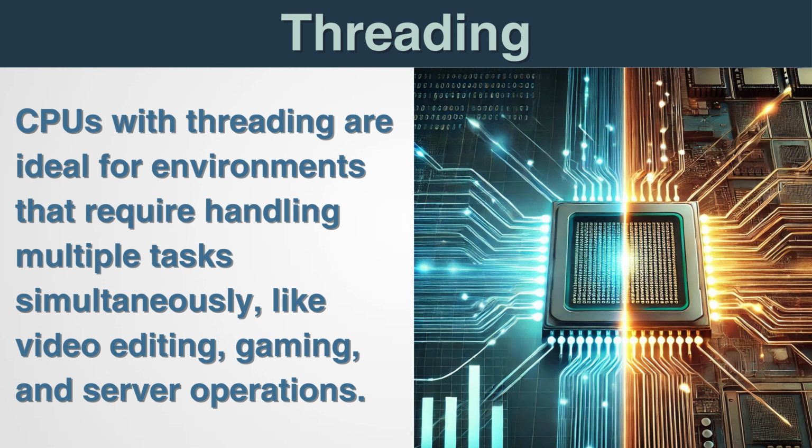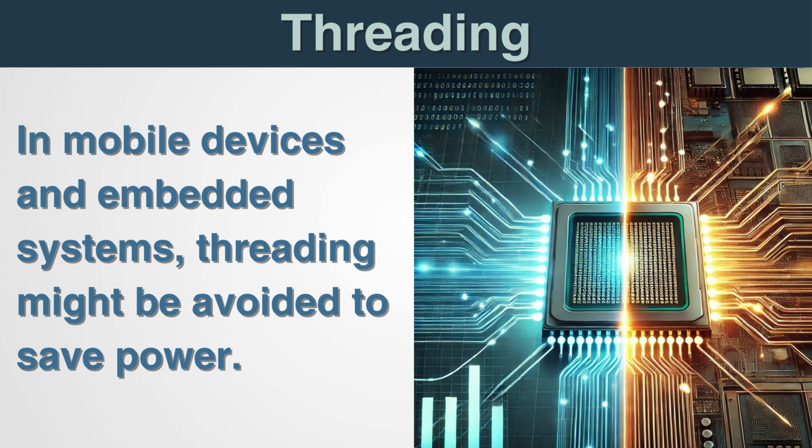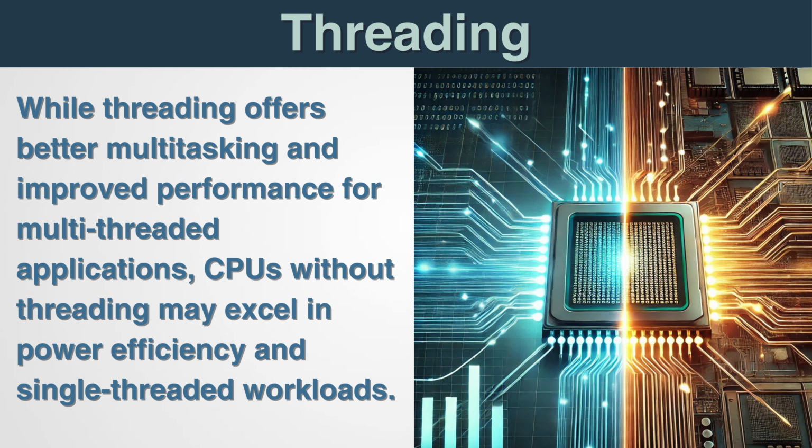CPUs with threading are ideal for environments that require handling multiple tasks simultaneously, like video editing, gaming, and server operations. CPUs without threading may outperform threaded CPUs in tasks that depend on raw core performance, such as legacy software, some embedded systems, and some simple desktop applications. In mobile devices and embedded systems, threading might be avoided to save power, while high-performance desktops and servers prefer threading for maximum throughput. The choice between CPUs with threading and without threading depends on the intended use case.